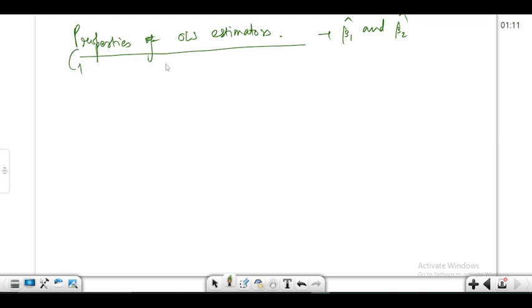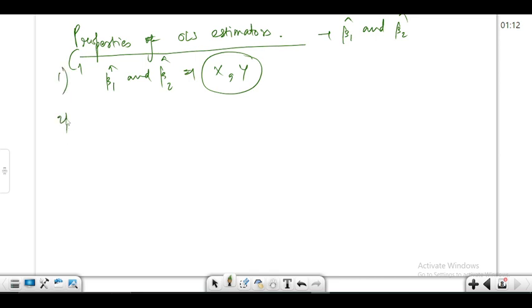Okay. So OLS estimators are solely expressed in terms of observables, that is, the sample x and y. As we had seen in the previous video, your beta 1 hat value and beta 2 hat value were expressed in terms of the values of x and y. So the equations that we calculated were in terms of x and y. Okay, that is your first property.